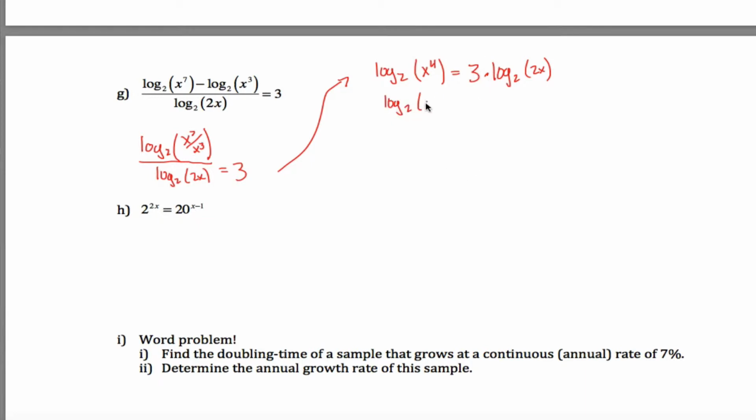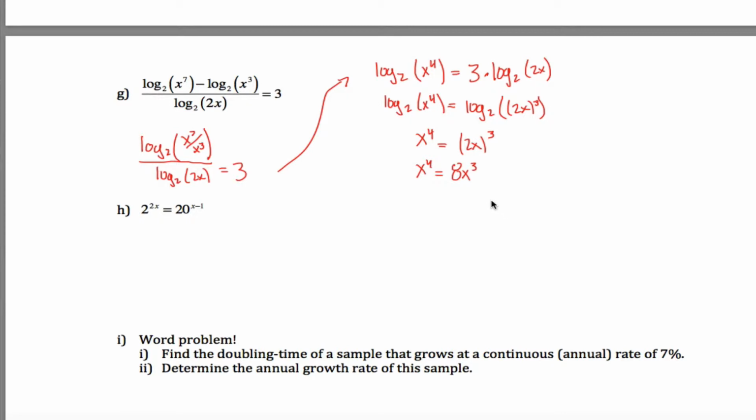But I can get rid of that 3 by moving it up into the exponent by using my third log rule. That gets me here. And now I can do 2 to both sides of the equation to get x to the 4th power equals 2x cubed. And 2x cubed is 2x times 2x times 2x, aka 8 times x cubed.